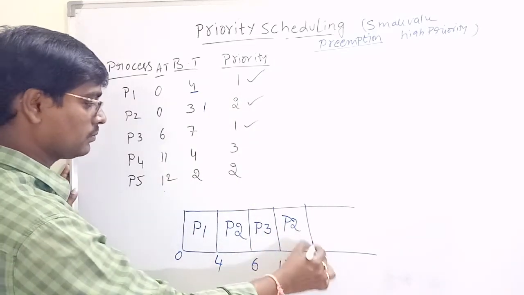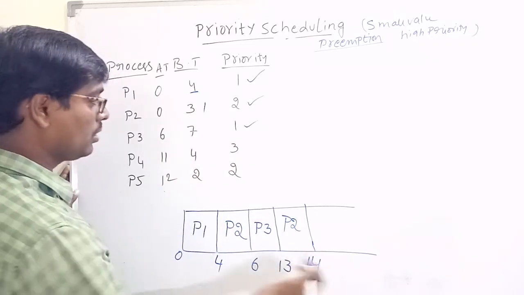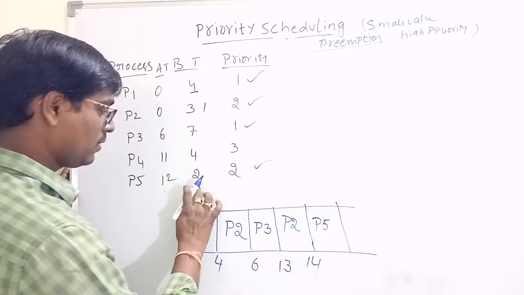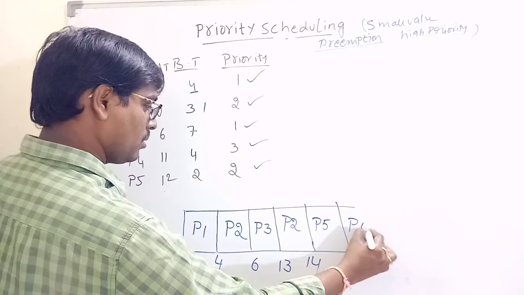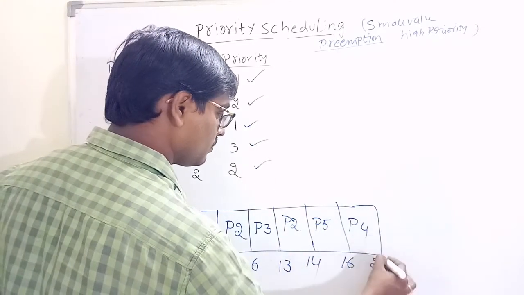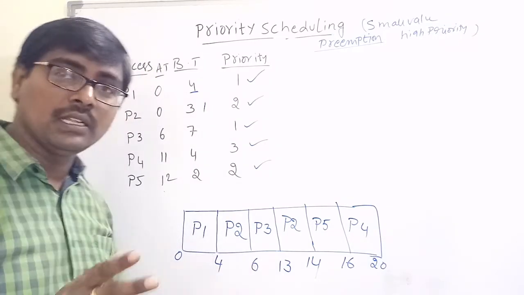P2 executes the remaining 1 unit, that is 14. Next, this one, P5, requires 2 units, so 16. Next P4 requires 4, so 20. You got it?